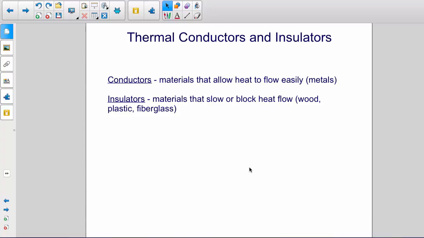As an introduction, let us first define the kinds of materials involved in heat transfer, or not. Conductors: materials that allow heat to flow easily. Examples of these would be metals. And insulators: these are materials that slow or block the flow of heat. Things like wood, plastic, fiberglass.